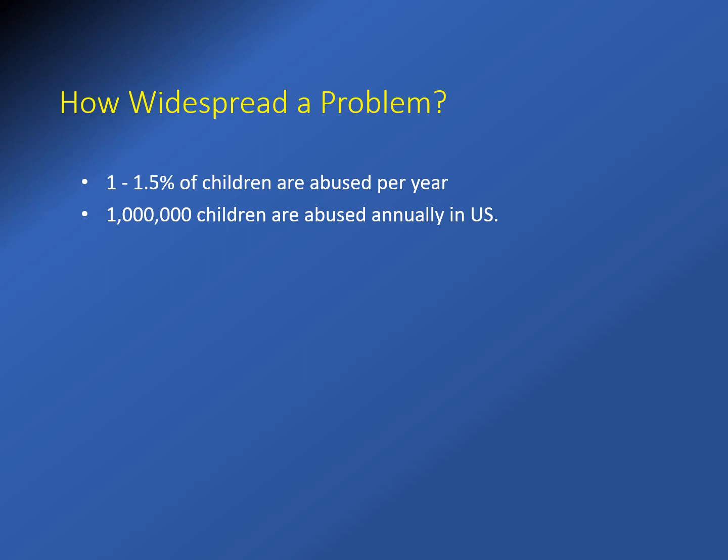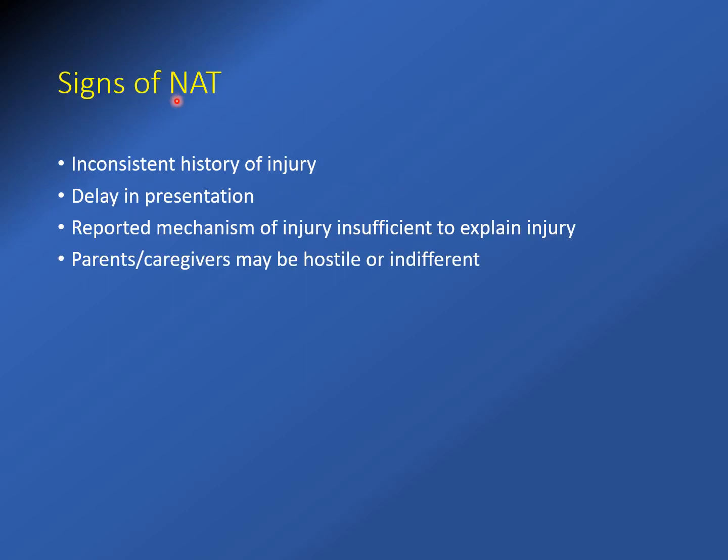As we said in the previous slide, non-accidental trauma is not rare, it's actually widespread. Child abuse affects about 1% of children per year. This is a very high percentage, and there are about 1 million children abused annually in the United States. So it's not rare, and it is something that you need to keep in mind. And of course, in cases of femur fracture, you should always try to see if this is due to accidental or non-accidental trauma.